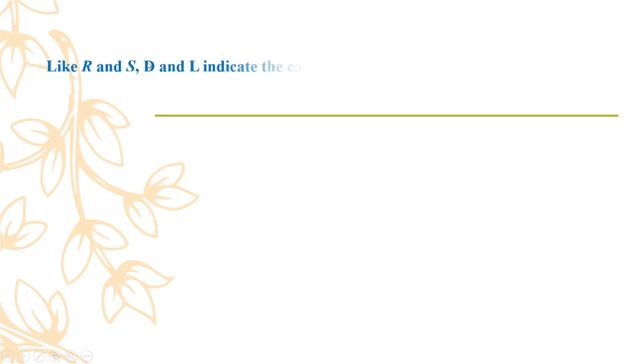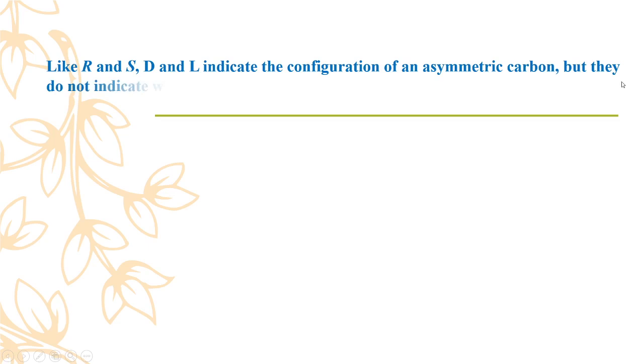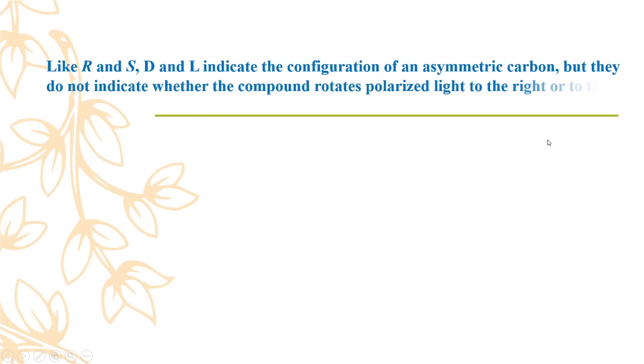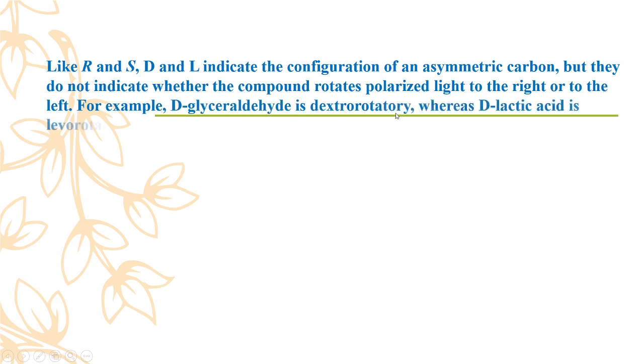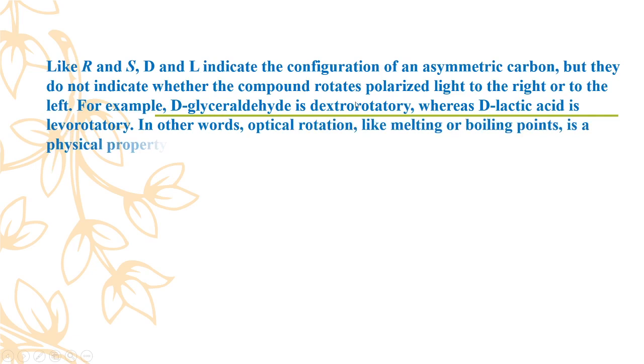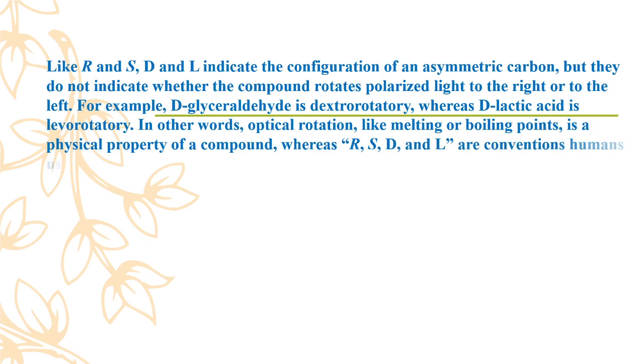Like R and S, D and L indicate the configuration of an asymmetric carbon, but they do not indicate whether the compound rotates polarized light to the right or the left. For example, D-glyceraldehyde is dextrorotatory, whereas D-lactic acid is levorotatory. That means not every D molecule is dextrorotatory. Why? Because D-lactic acid also shows the D notation, but it is levorotatory.